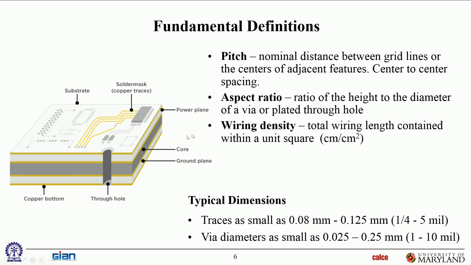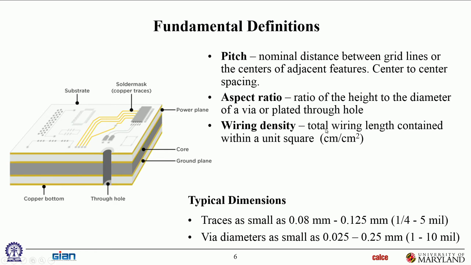Aspect ratio, that term is usually used in the context of these drilled holes. And there's a limit to what's the maximum ratio of depth to diameter you can produce. That has to do with the drilling process that you're using. It could be a mechanical drill, could be a laser drill. But there are limits to what aspect ratio you can produce, both in terms of drilling and in terms of plating. So if the diameter is very small compared to the depth, you cannot get a uniform plating through the thickness. So there are limits to the aspect ratio. And so every time I say aspect ratio, I'm usually referring to the drilled and plated holes. The term wiring density sometimes gets used.